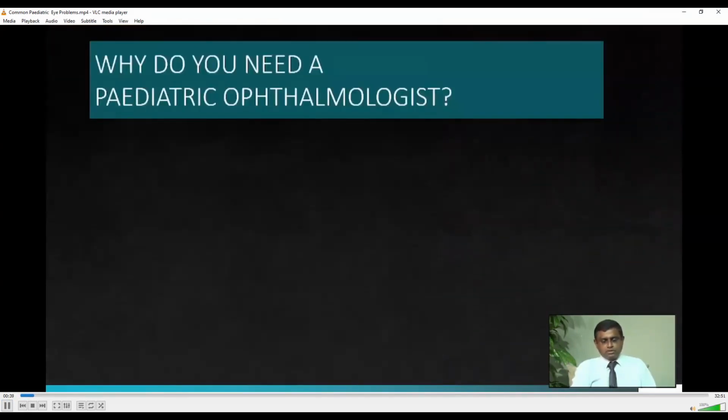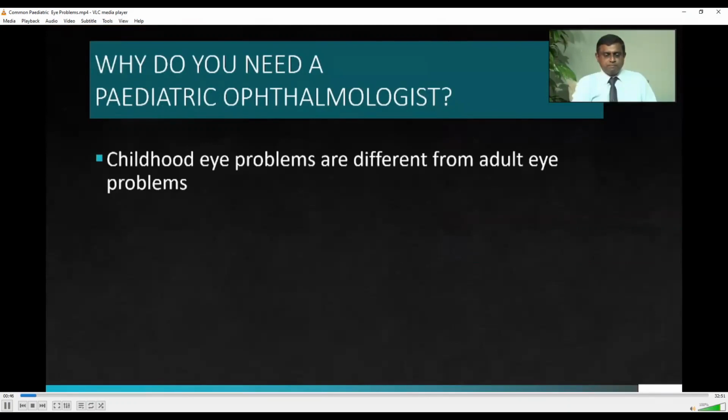So actually talking about our speciality, pediatric ophthalmology is a new speciality in Sri Lanka, relatively new. The eye unit at Lady Ridgeway Hospital is only about 10 years old. So we'll talk about the requirement of a pediatric ophthalmologist in the community.